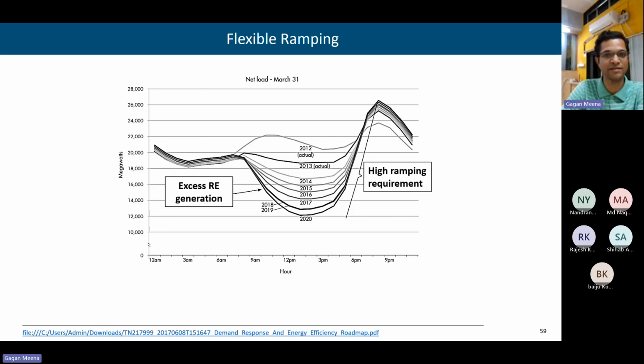So this also we have discussed. High ramping requirement and excess RE is there. The net load curve shifts down. Now it is even becoming negative for European and US grids. In India, in certain states, it is also negative. Like Karnataka has a very high renewable penetration, and Karnataka is even exporting excess solar during some days of the year. In India, different states are at a different level of RE penetration.